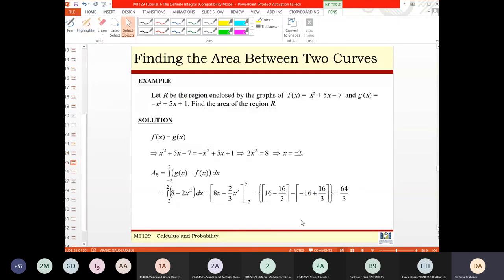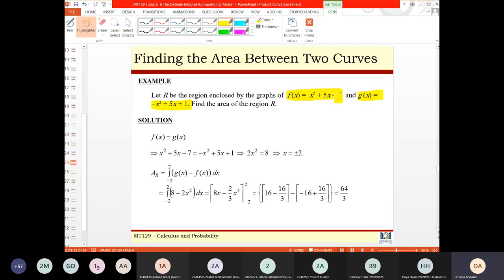It is not necessary that g is always down. Not necessarily. Let's see this example to see how we can guess which function is up and which function is down. Check this example. This is f of x and this is your g of x.